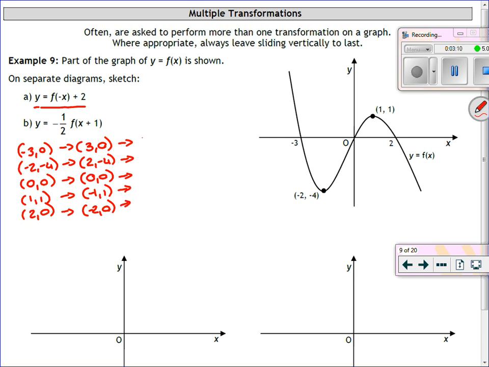So 3, 0 will go to 3, 2. 2, minus 4 goes to 2, minus 2. 0, 0 goes to 0, 2. Minus 1, 1 goes to minus 1, 3. And minus 2, 0 goes to minus 2, 2. So let's go ahead and start to plot these. So minus 3, 0 has gone to positive 3, 2, which I'm going to say is about here.